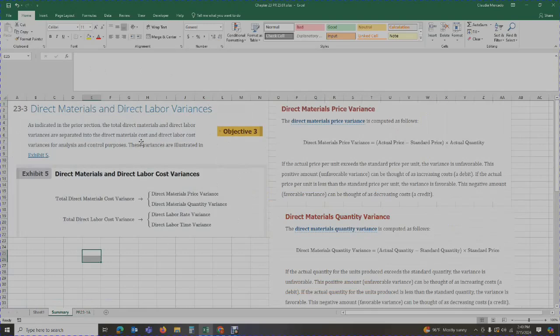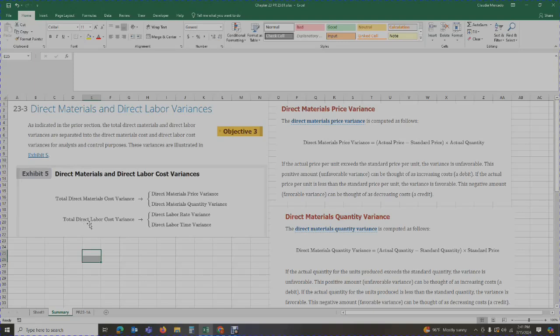We are dealing with direct materials and direct labor variances. Okay, the total direct materials and direct labor variances are separated into direct materials costs and direct labor cost variance for analysis and control purposes. Now, if we look at Exhibit 5, we've got the different types of variances. We have one dealing with materials and one dealing with labor. To get the total direct materials cost variance, we are going to have to get the direct materials price variance that we calculate plus the direct materials quantity variance to give us the total direct materials cost variance.